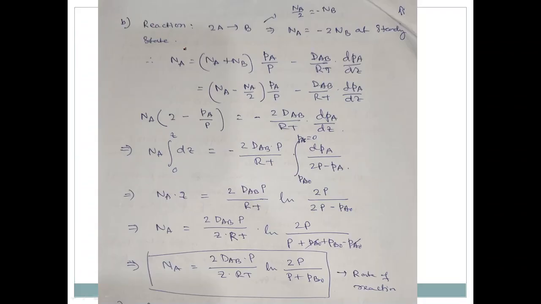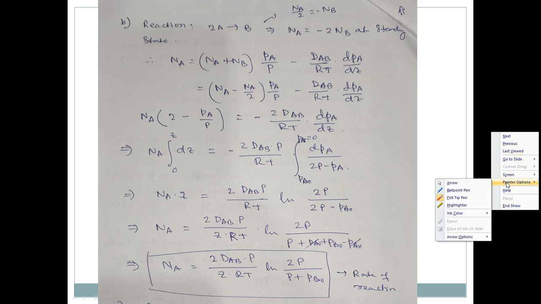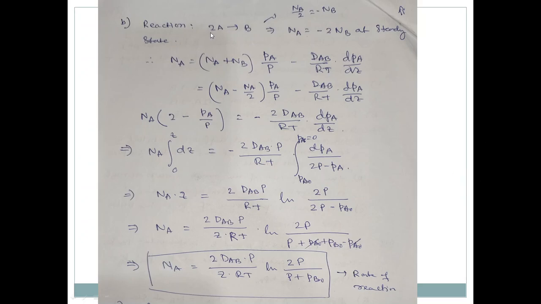Now the second problem is the same, but the reaction is A to 2B. That means when 2 moles of A enter the catalyst, 1 mole of A will come. That means the flux of A is half of the flux of B; NA equals minus NB by 2, because they are in opposite directions. Okay, at steady state.